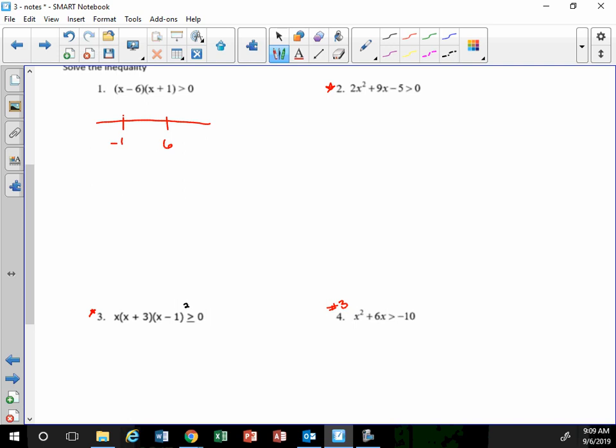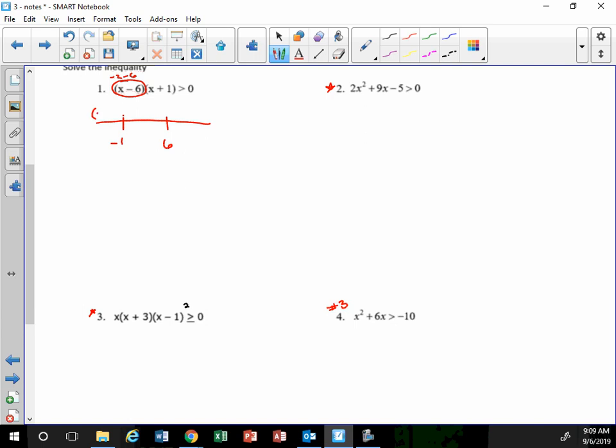So I've got -1 up there. I need a number on the left side of -1. What's the number left of -1? -2, -5, and -87. Yes, all of those are fine. Just has to be on that side of the number. So if I do -2, what I'm doing with this is plugging it into this first factor. So if I do -2 minus 6, what does that give me? -8, right? Which is a negative number.